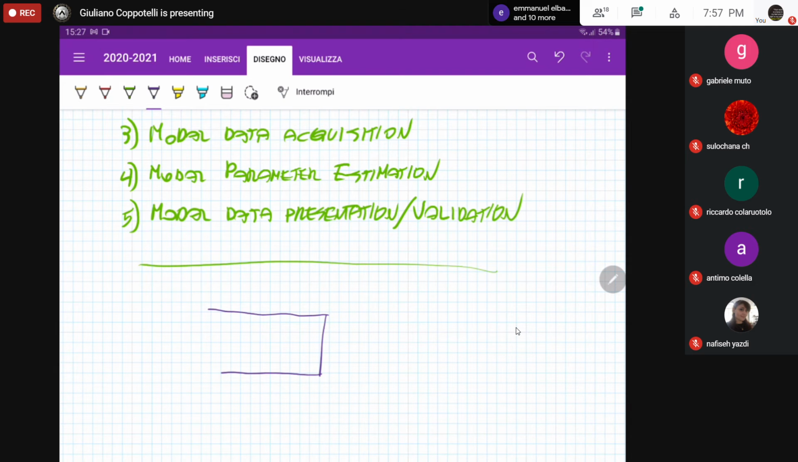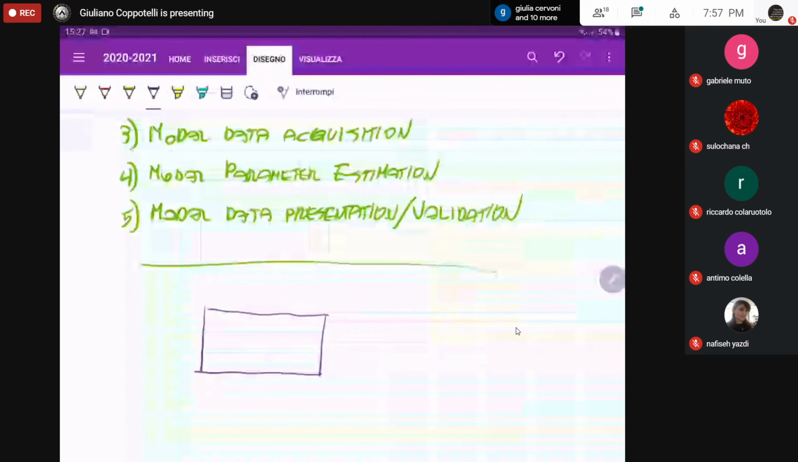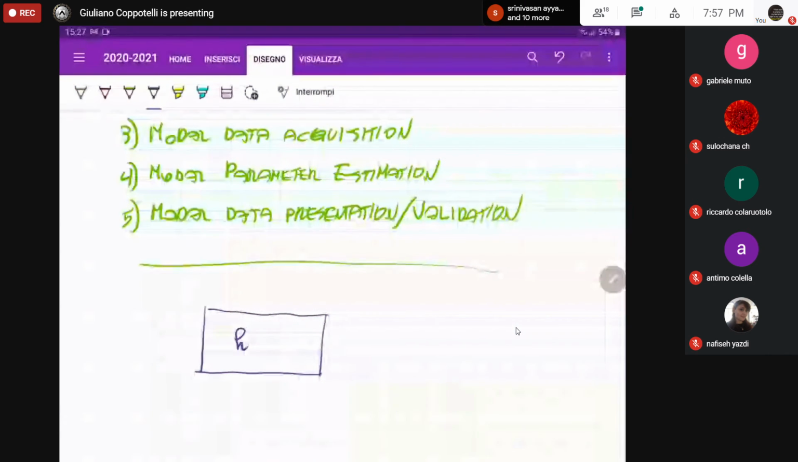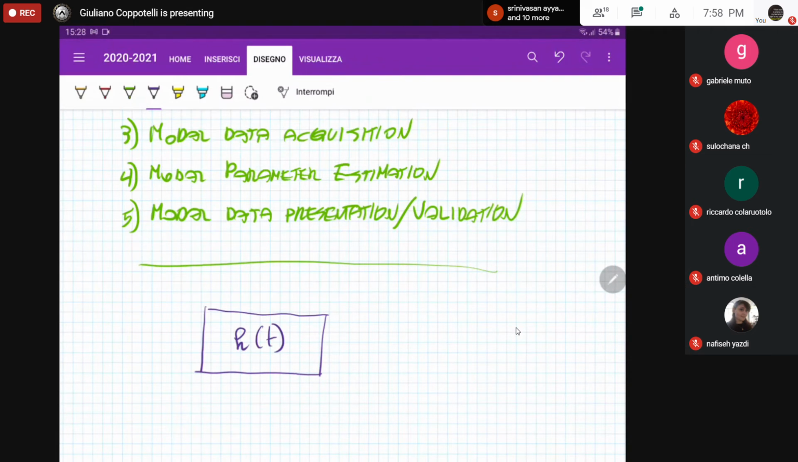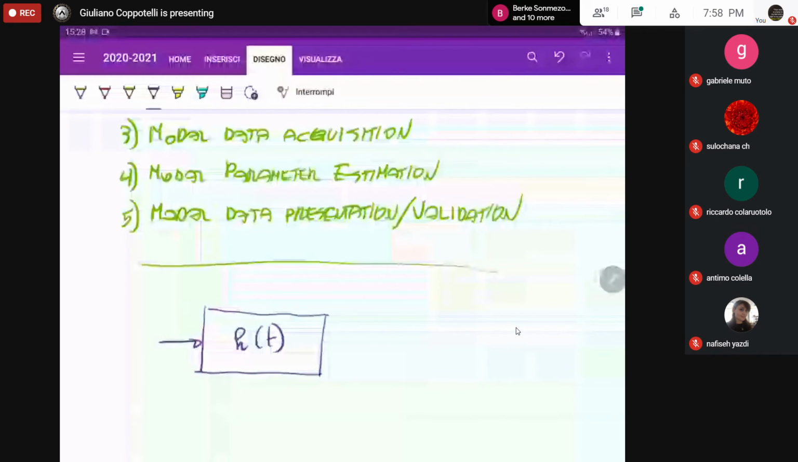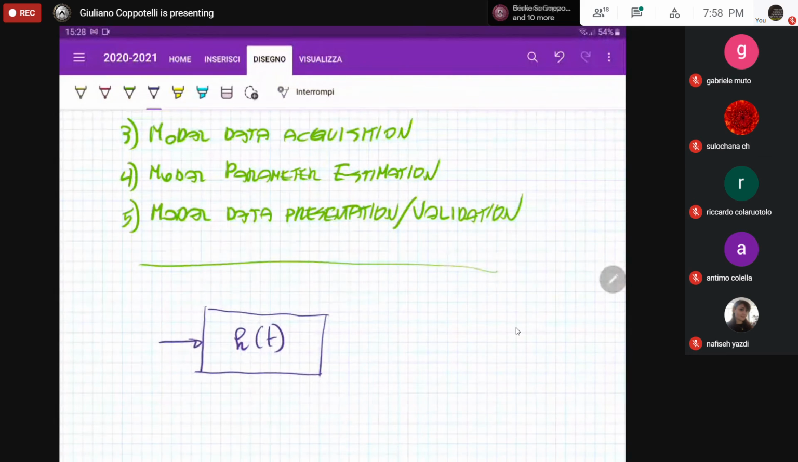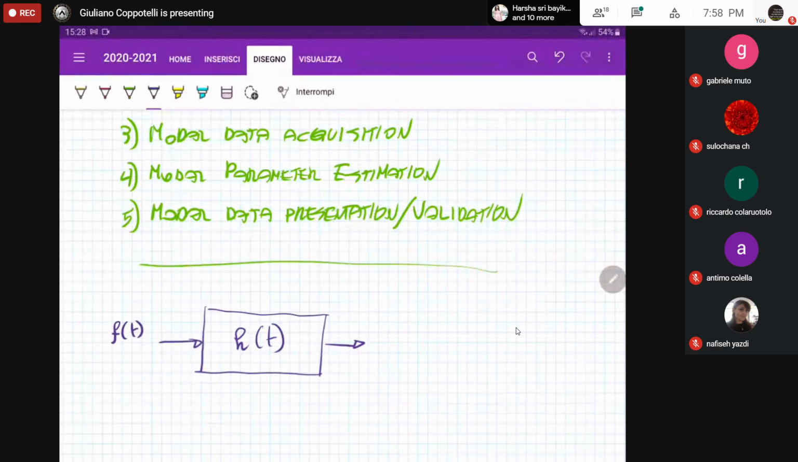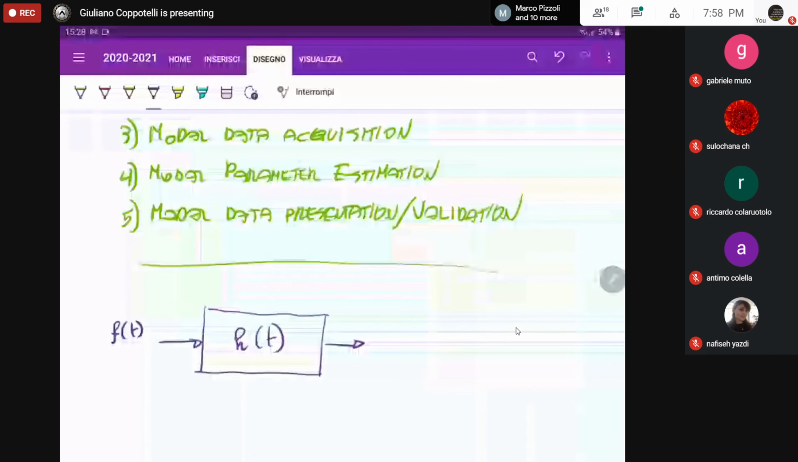Okay, so in this box what we have is your structure, characterized by your impulse response function in the time domain. What my impulse response function is doing is relating whatever input, for example input excitation or input force, to whatever output, that could be your acceleration or your displacement in the time domain.